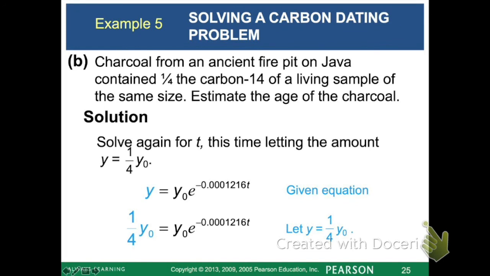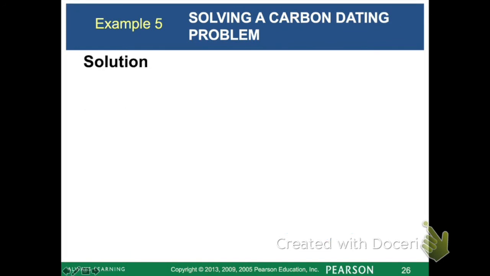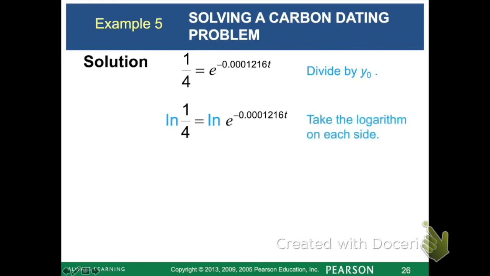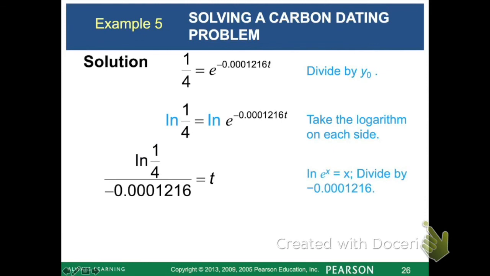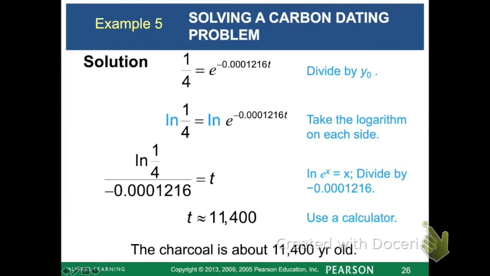Next, we will divide both sides by Y0. And then take the natural log of both sides. Natural log and base e cancel out. We divide by our decimal, and we get t to be approximately 11,400. So the charcoal that they found on Java is about 11,400 years old.